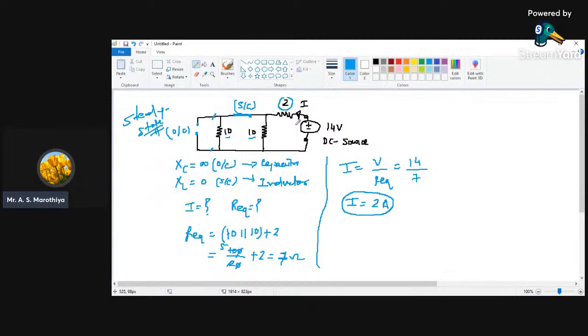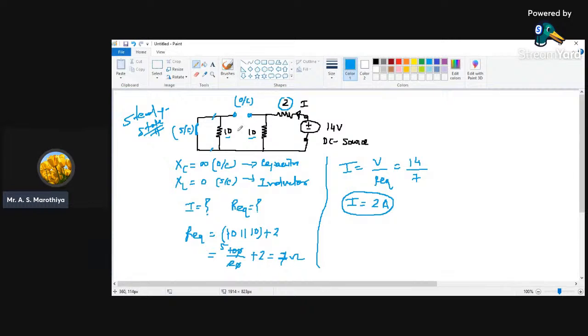In the same way, suppose I interchange the position of the inductor and capacitor in the same network. For example, instead of having a capacitor over here, suppose we have an inductor, and instead of having an inductor over here, suppose we have a capacitor. Then what will be the value of I? Let us try to find out. So see here, instead of the capacitor we have an inductor, so this is going to be short, and instead of the inductor we have a capacitor, so this is going to be open circuit. Now let us try to find out the value of I.